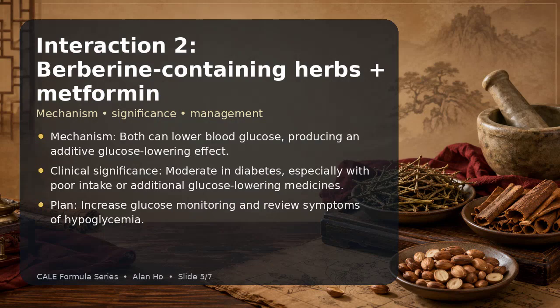Interaction 2 is berberine-containing herbs plus metformin. The mechanism is that both can lower blood glucose, producing an additive glucose-lowering effect. The clinical significance is moderate in diabetes, especially with poor intake or additional glucose-lowering medicines. My management plan is to increase glucose monitoring and review symptoms of hypoglycemia.